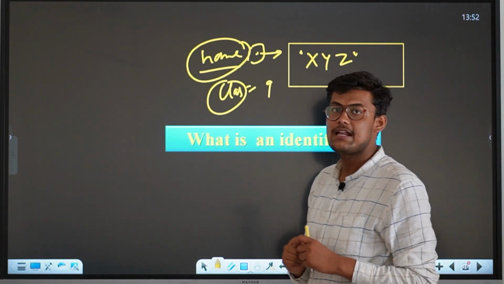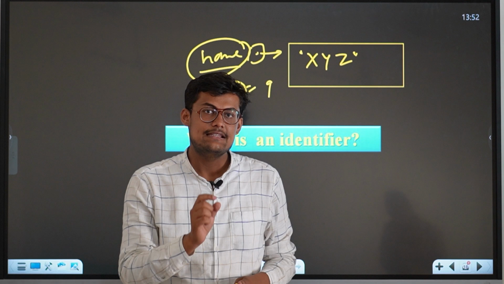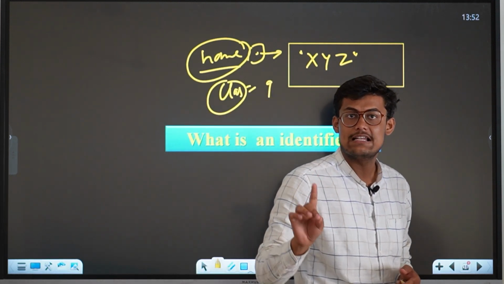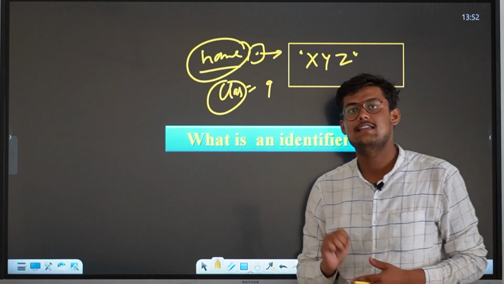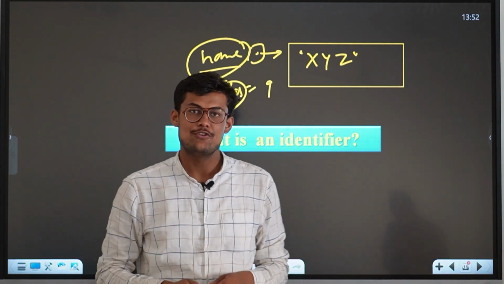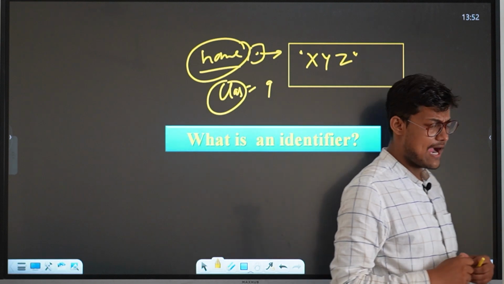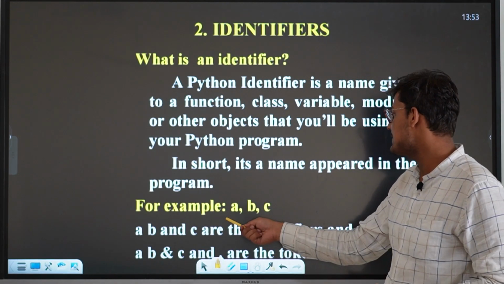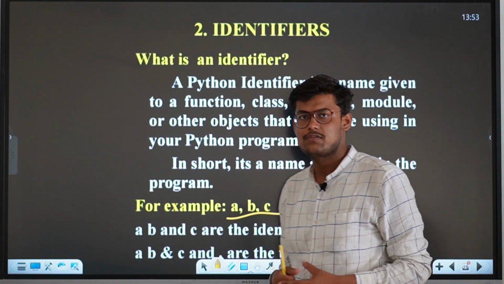So, what is an identifier? An identifier is something that is used to identify the name of a class, function or variable in the Python programming language. A Python identifier is a name given to a function, class, variable, module or other objects used by the Python program. So, in short, it is something like A, B, C. These are some names of identifiers.